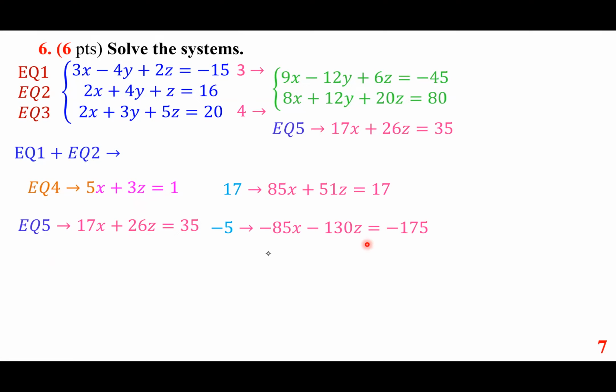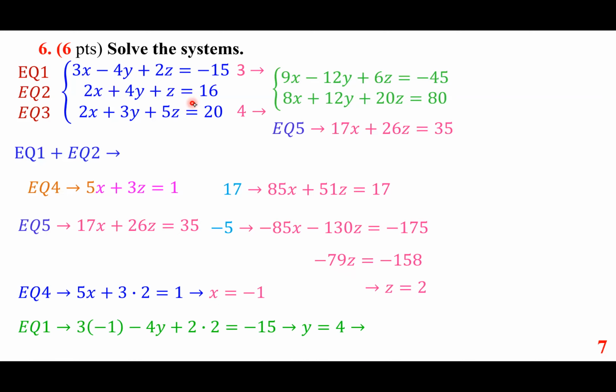Obviously, these two cancel each other. And these two add up to negative 79z equals negative 158. And if we divide by negative 79, z becomes 2. You can use either equation 4 or 5. In this case, equation 4 results in x equals negative 1. Then we must go to one of the original ones. For example, equation 1 results in y equals 4. Therefore, we write the triple as negative 1, 4, comma 2.